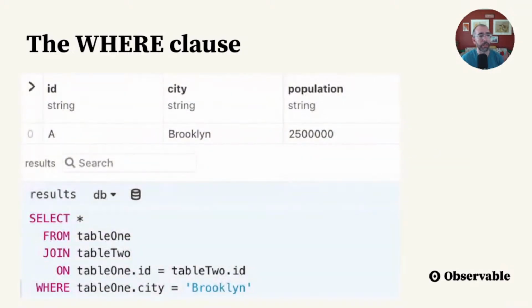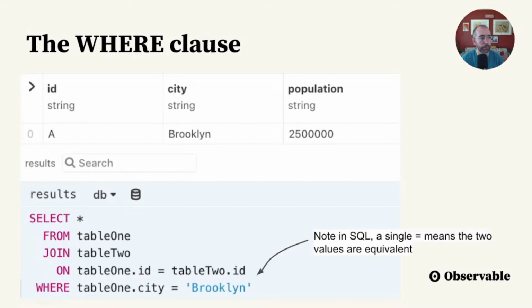So here is that query we looked at before, those simple ones where we're pulling in the cities and populations. If I wanted to filter results for just where the city equals Brooklyn, I could add this to my where clause. So I specify the table, the column, and the value that I want to filter on. One thing that's important to note in SQL, a single equal sign is how we check if these two values are equivalent. That is very different in other programming languages. Usually, a single equal sign means we're assigning a value. But here, an equal sign just means we're checking if the two values are equivalent.